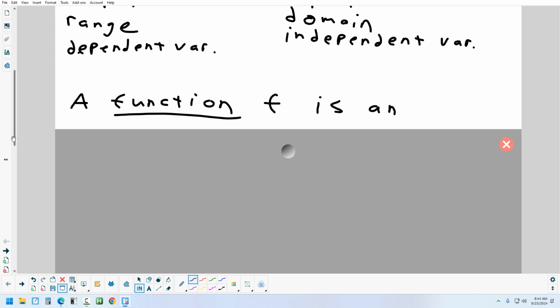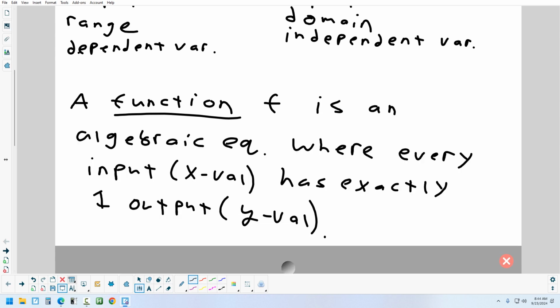All right, so what makes something a function? In order for something to be a function, you have to have a formula where you plug in a number for x and you get exactly one answer for y. You might think, isn't that every formula? You plug in a number and you only get one answer? No. Let me show you something that is a function.